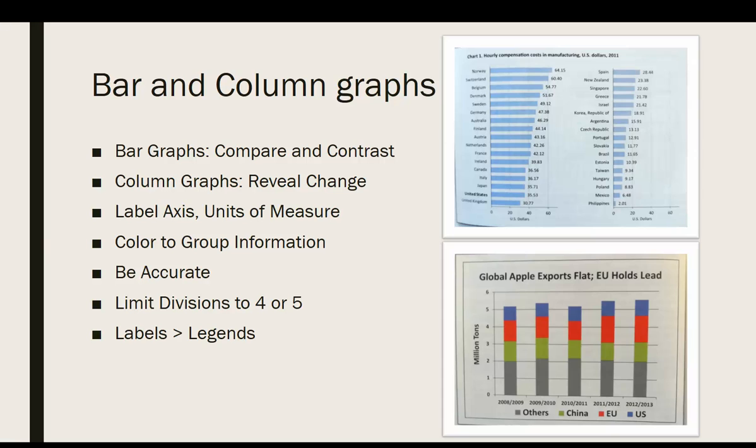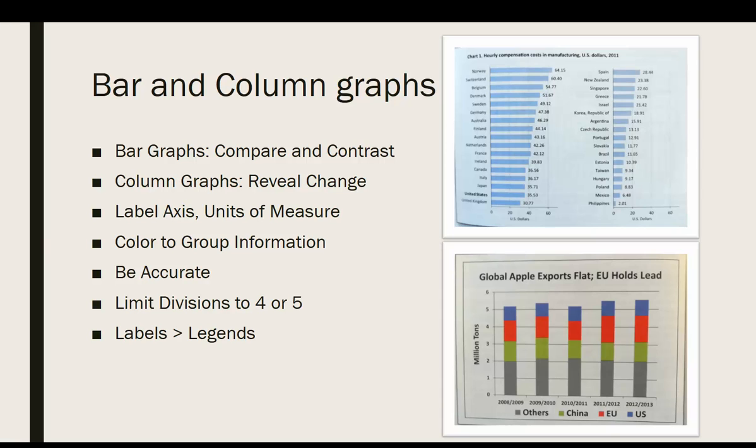The next type is the bar and column graph, and they're often used to compare and contrast different data points, and they can also reveal change over time. So for instance, the top chart shows hourly compensation cost in manufacturing, and you can see very quickly who's the top and who's the bottom. It shows that relationship for the year of 2011.